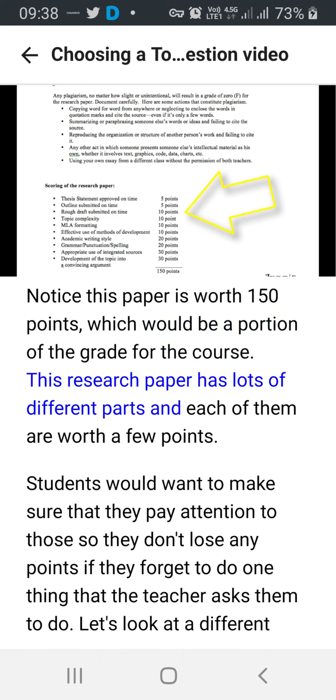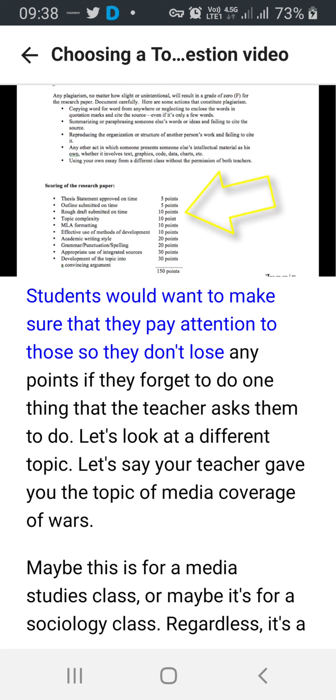This research paper has lots of different parts, and each of them are worth a few points. Students would want to make sure that they pay attention to this so that they don't lose any points if they forget to do one thing that the teacher asks them to do.